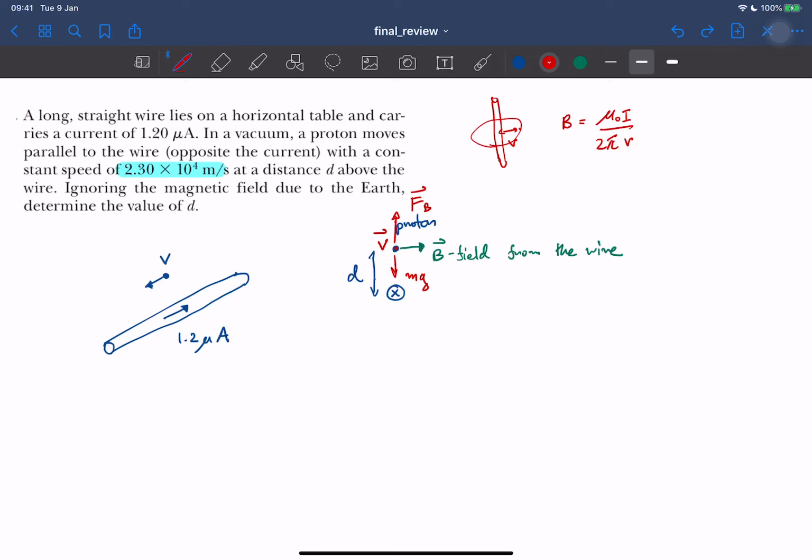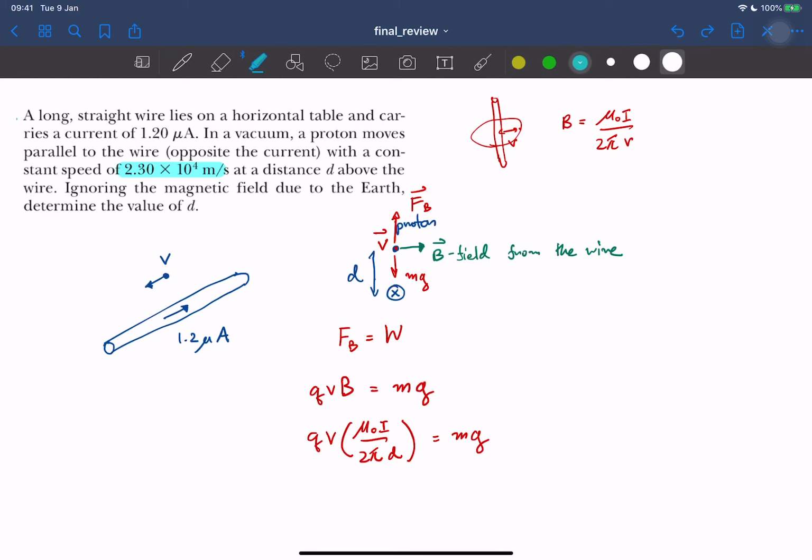So what you do is you just say F_B equal to F_G. F_G is the weight, I can just say W maybe, like this. So F_B is qvB equal to mg, right? That's the weight. And what is B? Well, B depends on the distance, and in this case, we use d. So it's qv times mu0 I divided by 2 pi d equal to mg. And then you just solve for d in this equation.